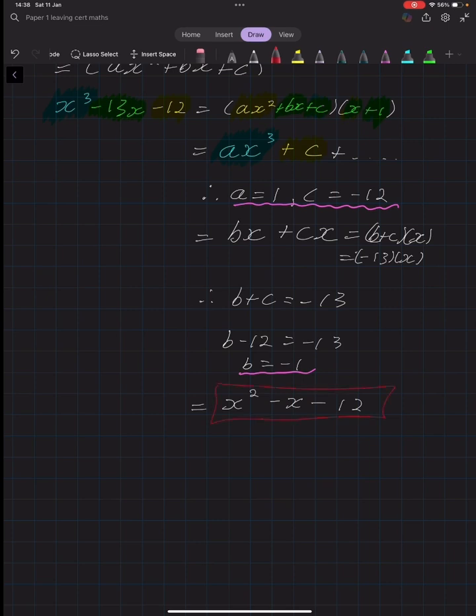That's the final answer. Okay. So yeah, that wraps up Algebra 1. The next thing is going to be solving equations, solving linear equations, and so on and so on.